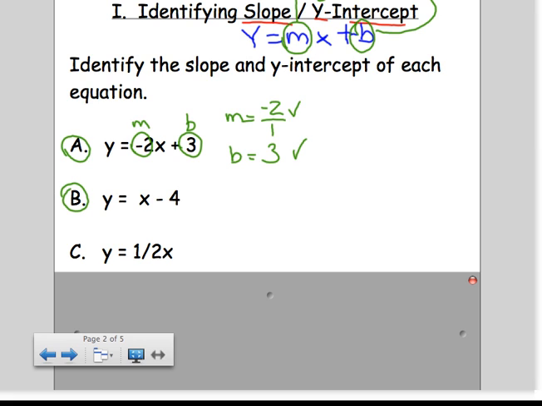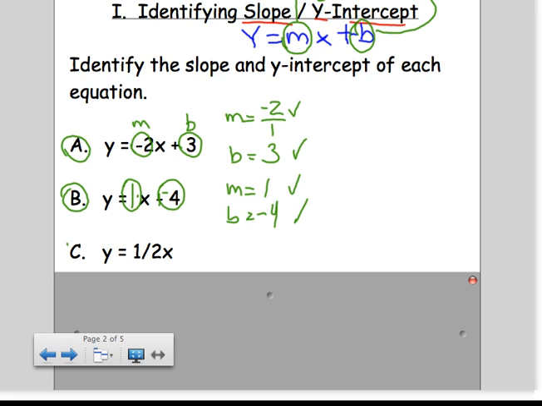Looking at B, y equals x minus 4, I definitely see the constant, which, after I kill subtraction, is negative 4. So I can see that b, the y-intercept, is negative 4. I'm having trouble seeing what the coefficient is because it's not there. Whenever I don't see a coefficient, I know it really means 1 times x. So the coefficient and the slope is really just 1.